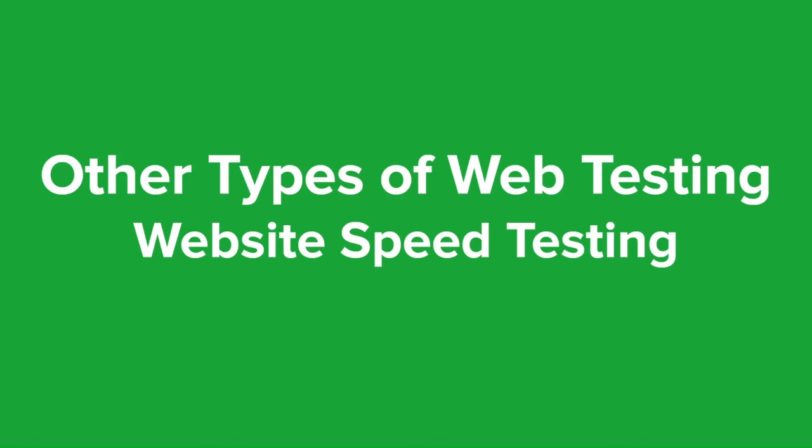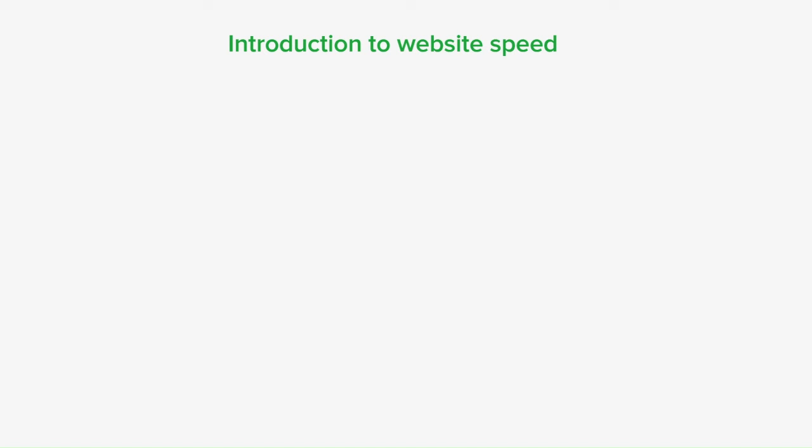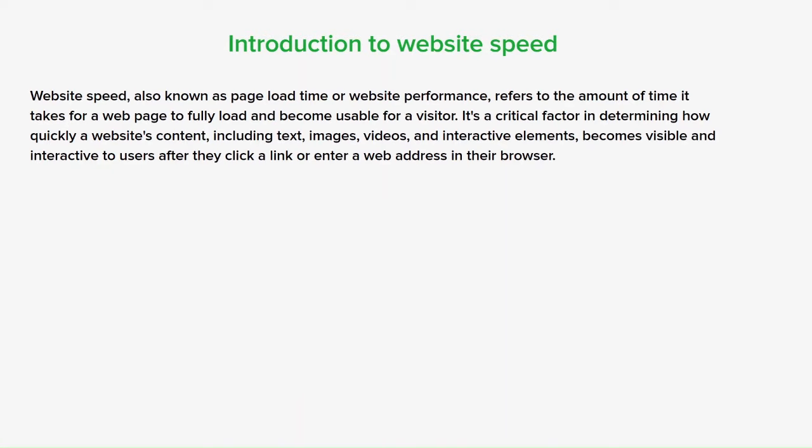After accessibility testing, you also want to make sure you have some kind of website speed testing on your website as well. So, what is website speed? Website speed is also known as page load time or website performance. It refers to the amount of time it takes for a web page to fully load and become usable for a visitor. It's a critical factor in determining how quickly a website's content, including text, images, videos, and interactive elements, become visible and interactive to users after they click a link or enter a web address in their browser. Website speed is typically measured in seconds or milliseconds and can have a significant impact on user experience, search engine rankings, and overall business success.